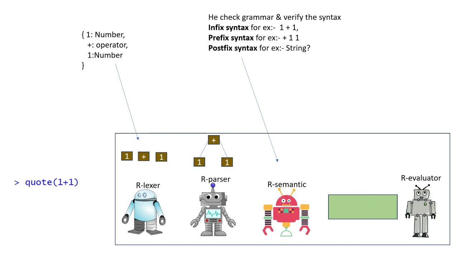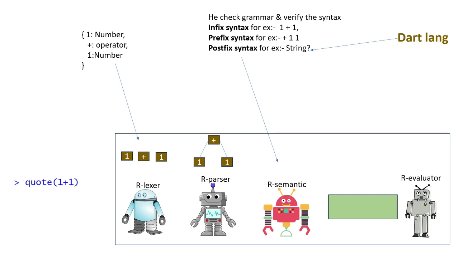There are three types of syntax in programming languages. There is infix syntax, for example 1 plus 1, which is an infix call. Prefix syntax, like plus 1 1. And there is postfix syntax. If you use the Dart programming language, you see things like string, question mark. The question mark here is not an operator but an opcode function, written in postfix syntax.